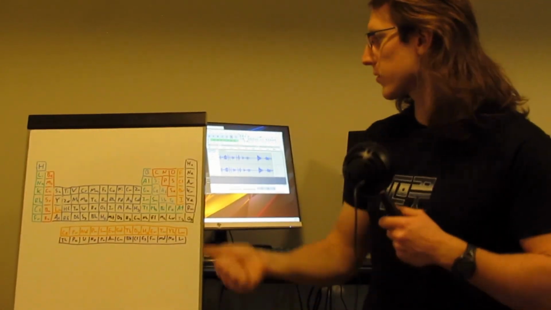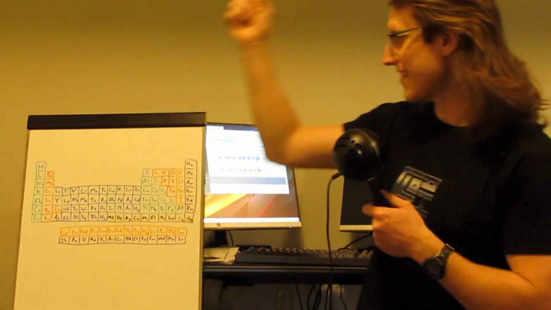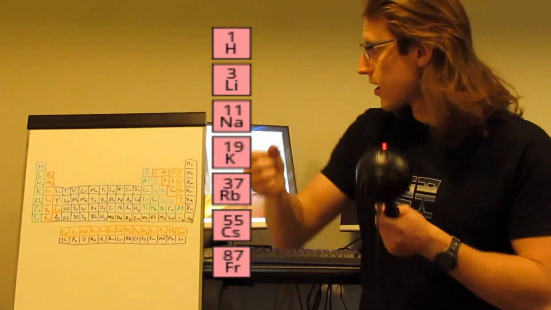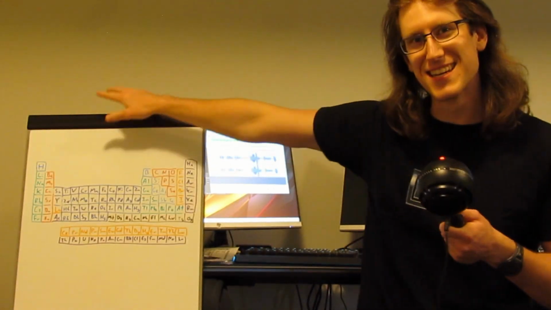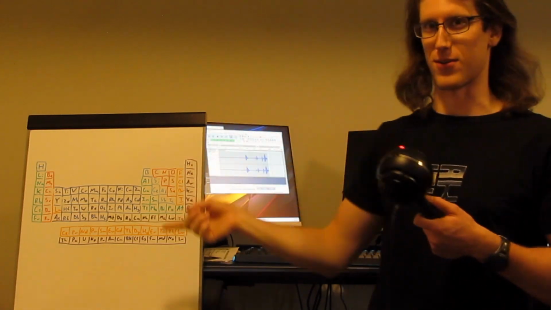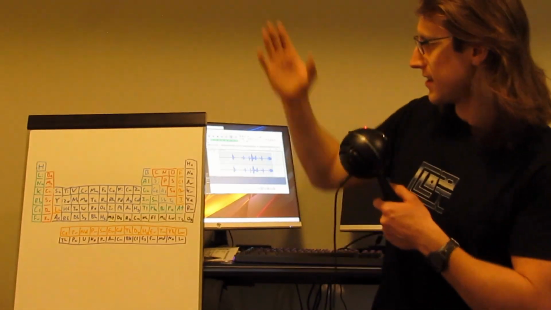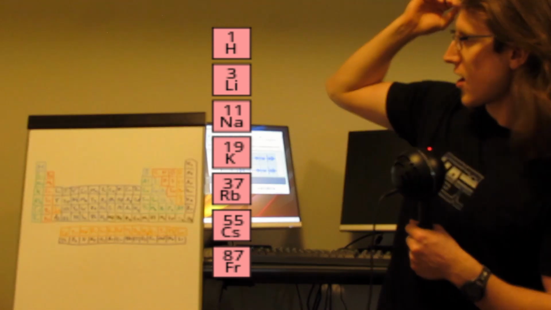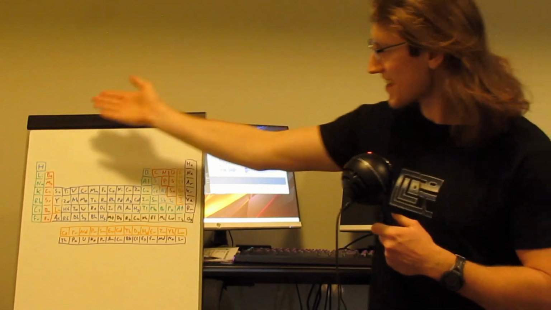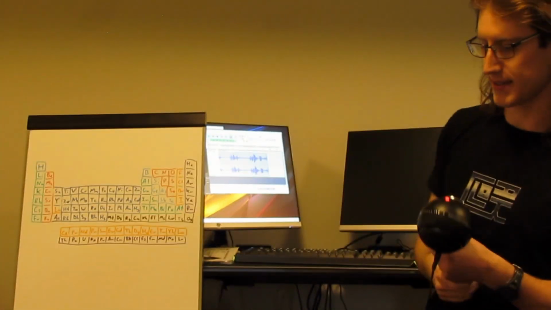For example, we'll start with the first row, first column, and that is these green boys right here. Those are the alkali metals. Ignoring hydrogen. Hydrogen is its own beast. Its own weird beast. It does whatever it wants. The alkali metals explode with water. These guys are highly reactive.